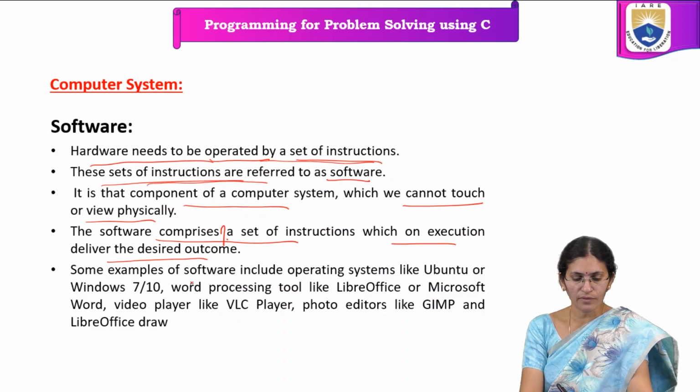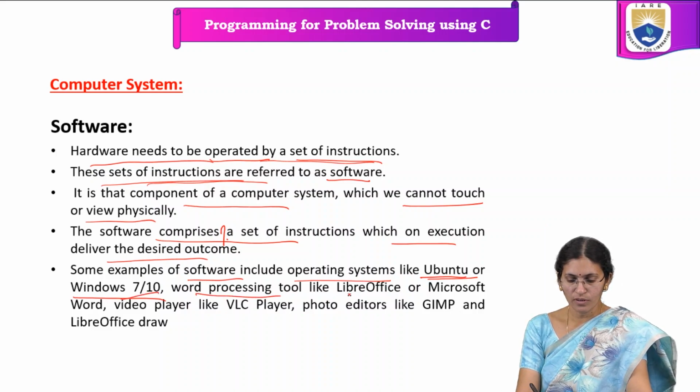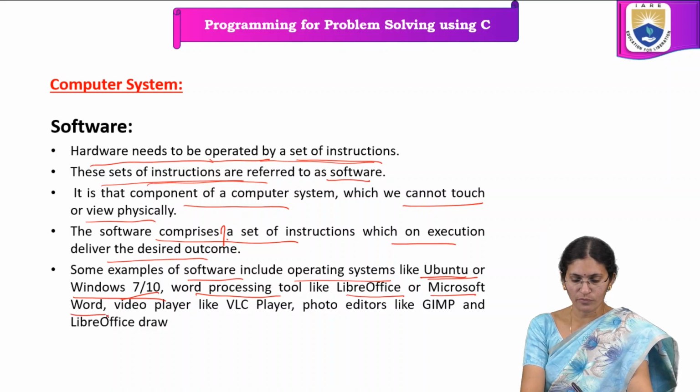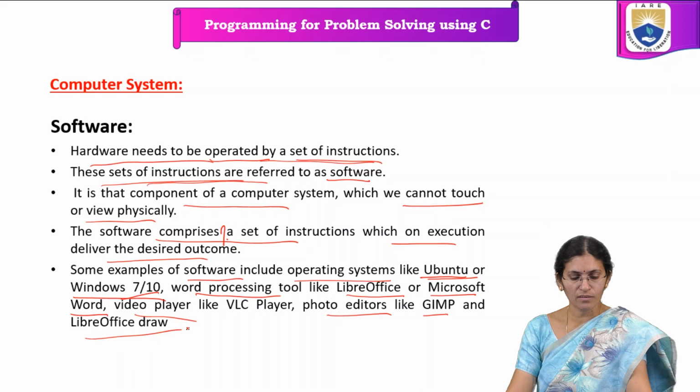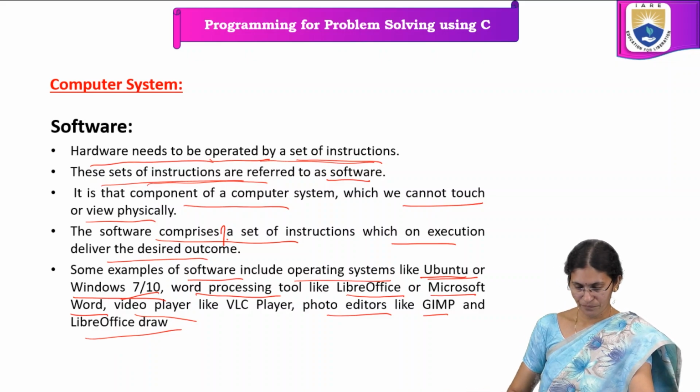For example, we have different software like operating systems. There are different types of operating systems like Ubuntu, Linux, and Windows. There are different versions of Windows: 7, 10, etc. Then word processing tools like LibreOffice or Microsoft Word, video players like VLC player, and photo editors like GIMP and LibreOffice Draw. There are many more examples of software; I've included only some of them here.